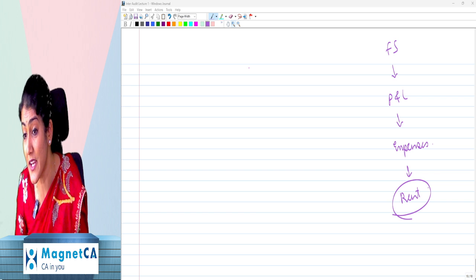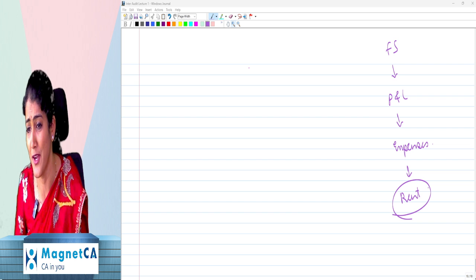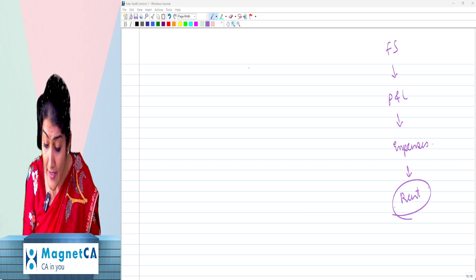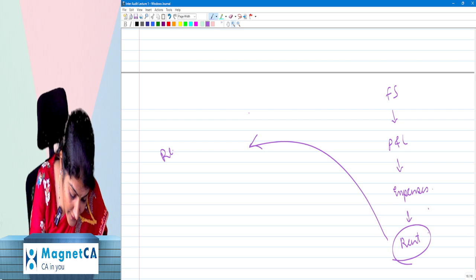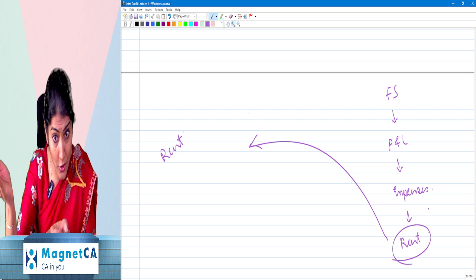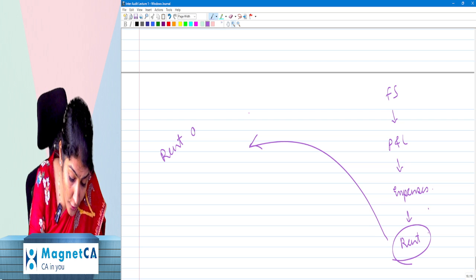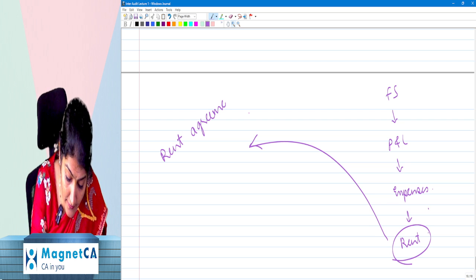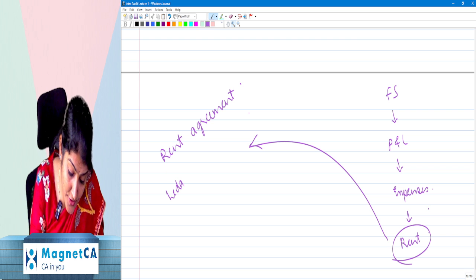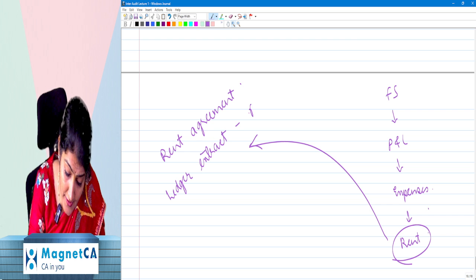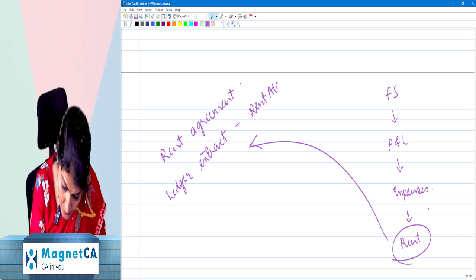So how do you check it? Yes, you're giving me good answers. Wonderful students. Right, so to check the rent, you obviously will first ask your client, your auditee, to give you a copy of the rent agreement. Then you will also take the ledger extract of the rent account.